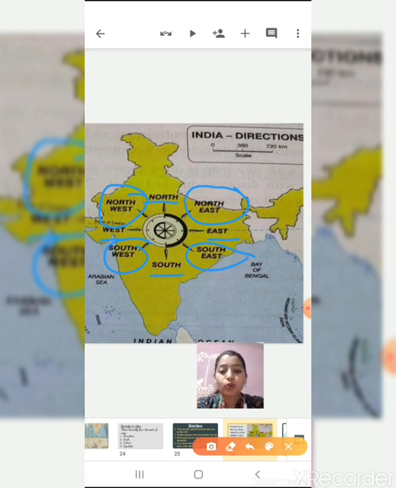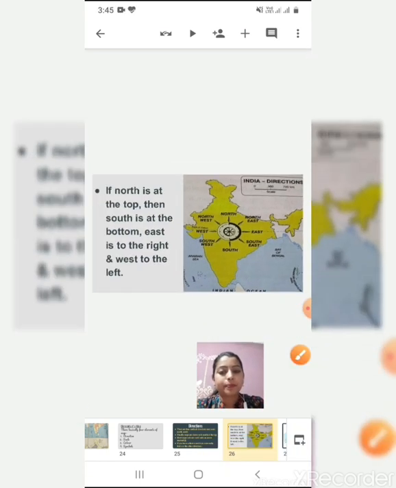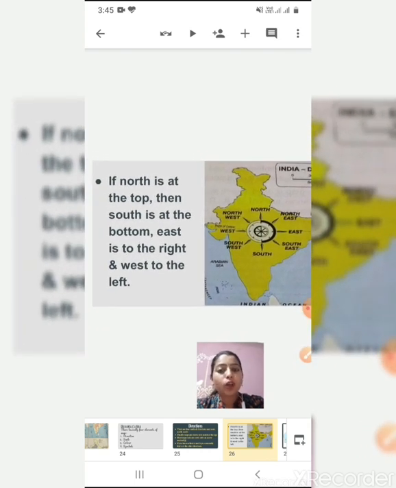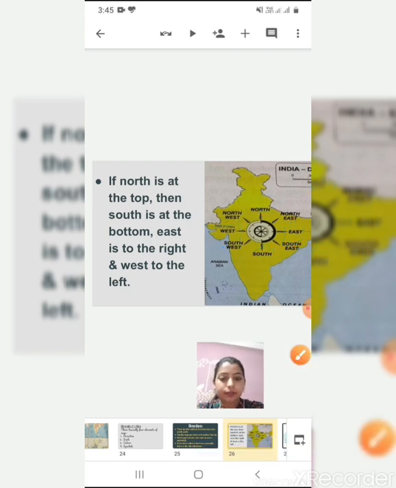A map is drawn like this. N, that is north. North is at the top of every map. Now, if north is at the top, then south is at the bottom. East is to the right and west is to the left. Got it?